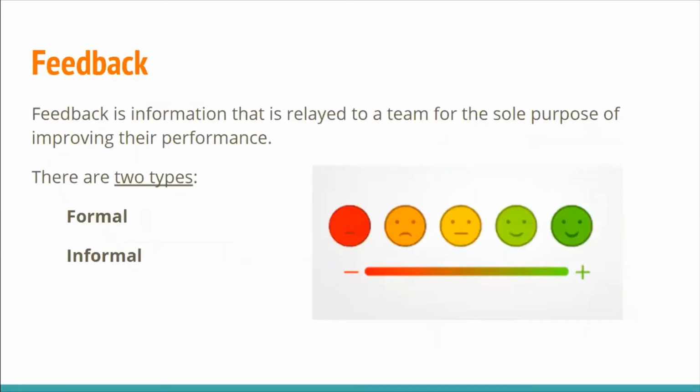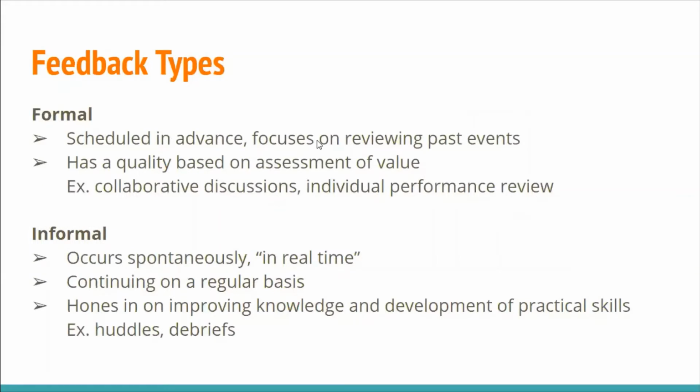What is feedback? So feedback is information that is relayed to a team for the sole purpose of improving their performance. There are two types of feedback, formal and informal. Formal includes scheduled in advance, focusing on reviewing past events, and it has a quality based on assessment of value, such as in collaborative discussions and individual performance reviews.